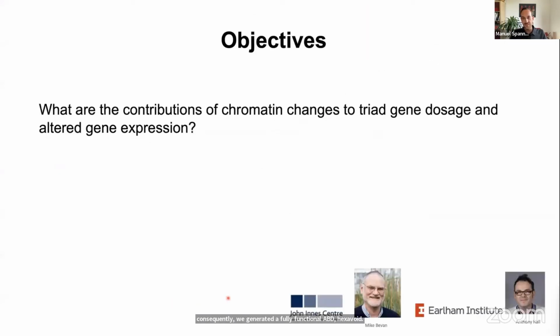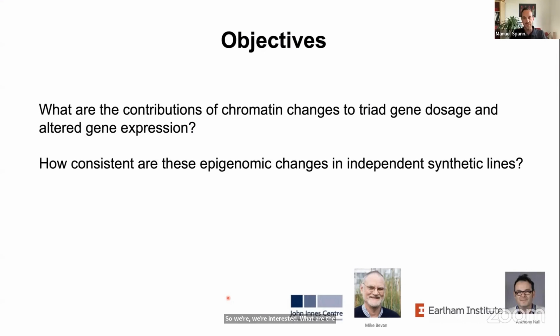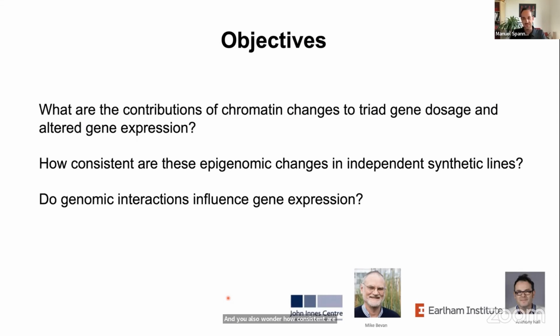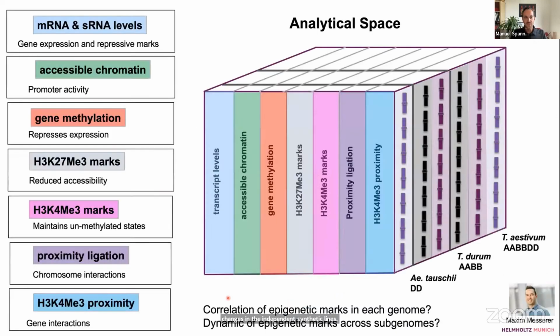And why did we do that? What are our main objectives, or what are we interested in? We are interested in what the contributions of chromatin changes are to triad gene dosage and altered gene expression. We also wondered how consistent these epigenetic changes are in the independent synthetic lines, and whether these genomic interactions actually influence gene expression. So that's the experimental setup and analytical space.